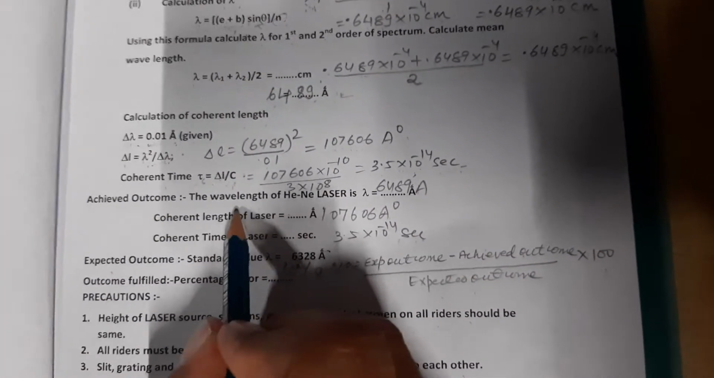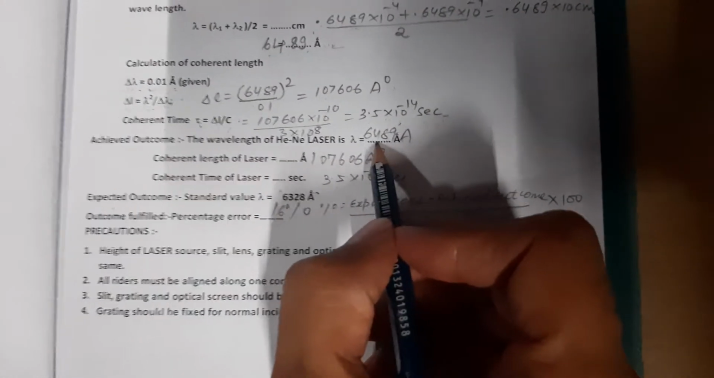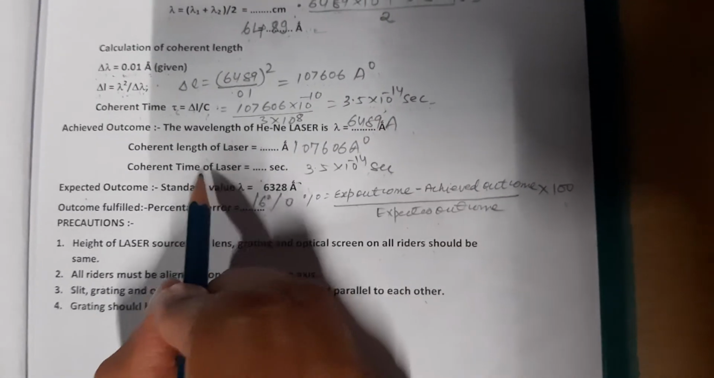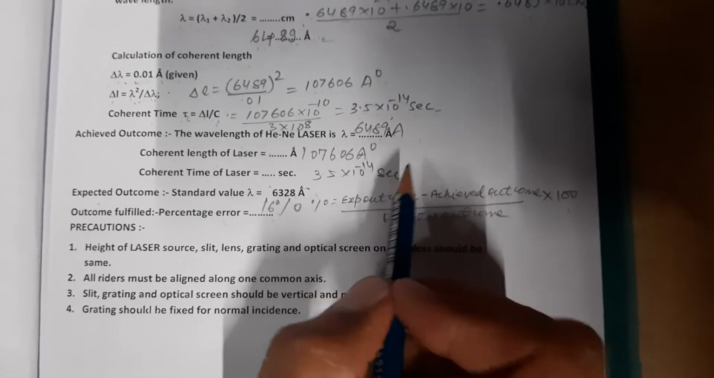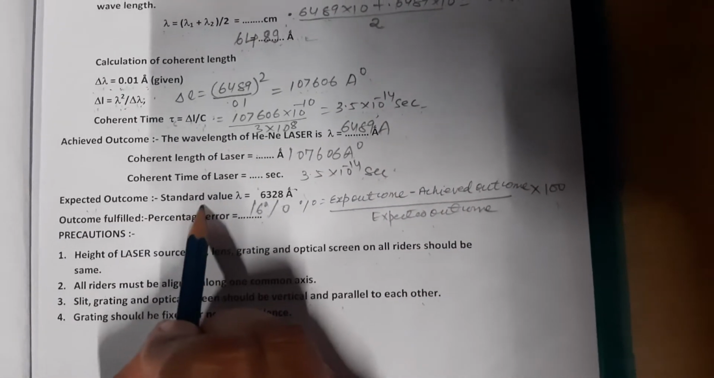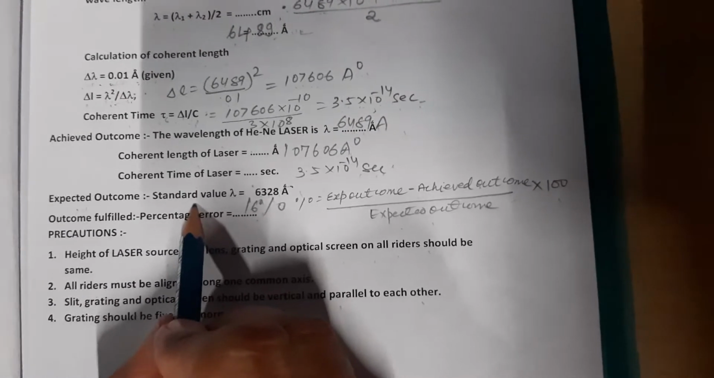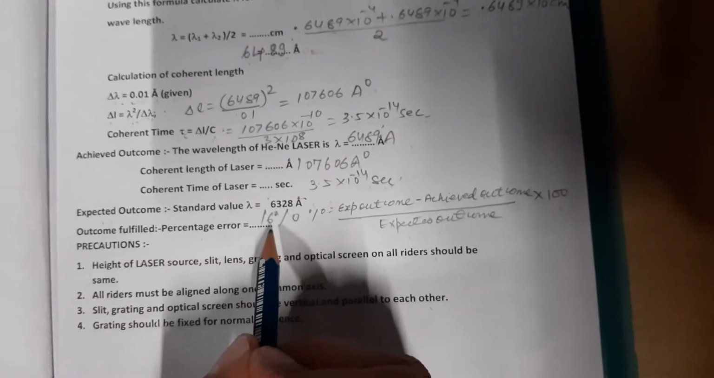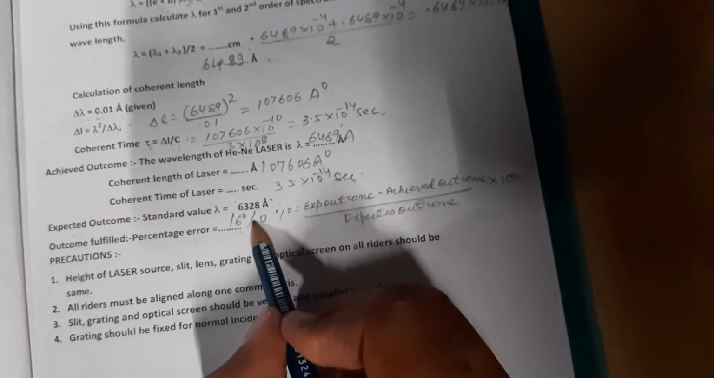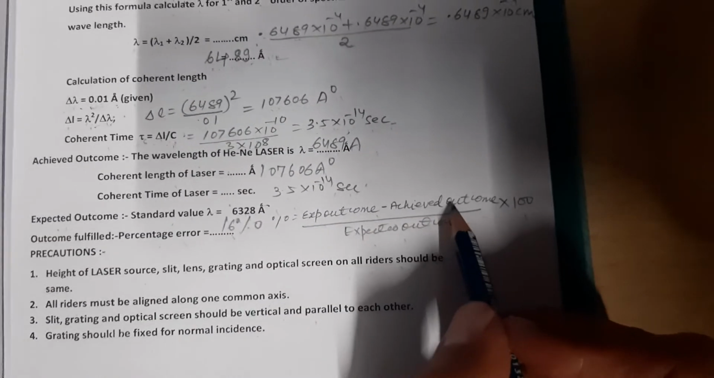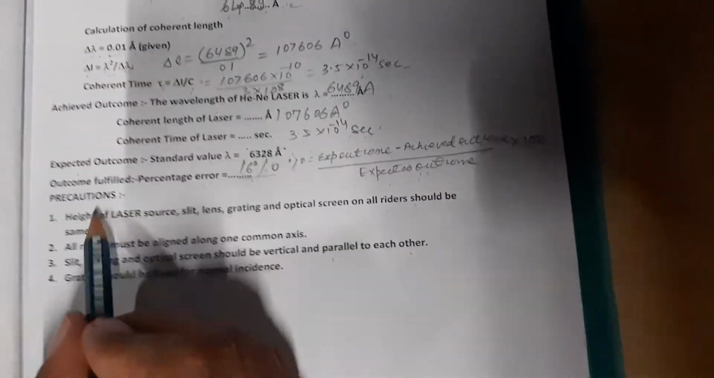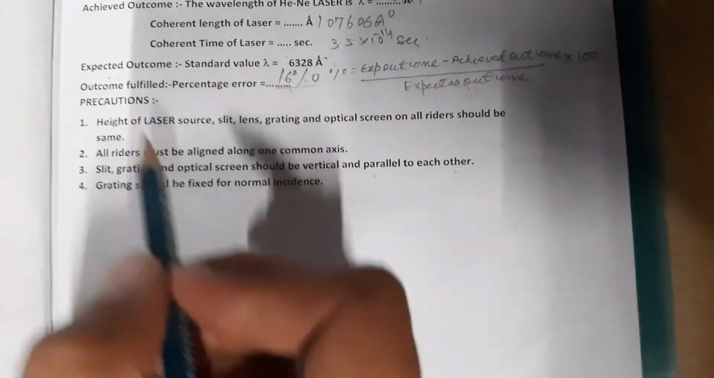Achieved outcomes. The wavelength of the helium neon laser which we have calculated above is 6489 angstrom. Coherent length will be 107606 angstrom. Coherent time 3.5 into 10 to the power minus 14 seconds. Expected: the standard value for the wavelength of helium neon laser is 6328 angstrom. Outcome fulfilled, percentage error will be 16%. It can be calculated using the formula expected outcome minus achieved outcome upon expected outcome into 100, and it will be 16%.